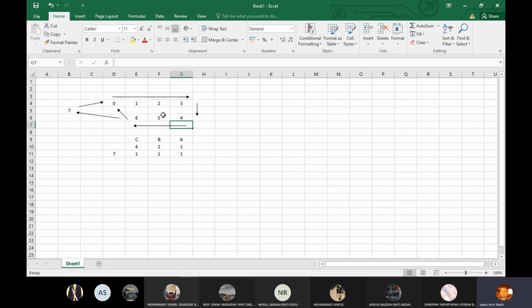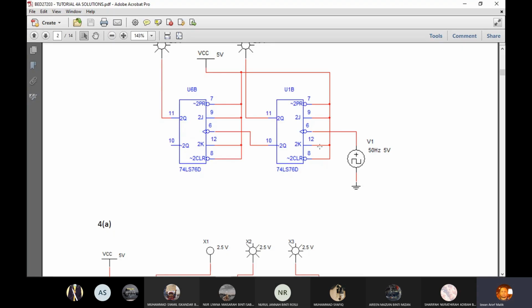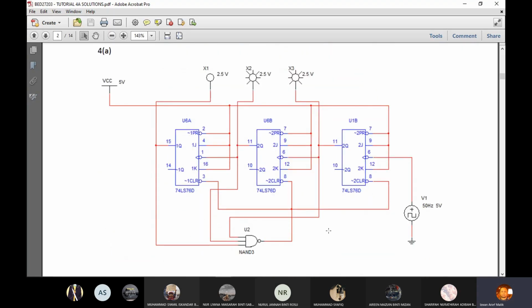So dia masuk jam 4, 5, 6, dia masuk temporary sekejap 7 ni. Okay, dia masuk sekejap 7 ni. And then dia reset, sebab 111 dia reset masukkan kepada 0. So nombor 7 ni tak keluar pun, sangat sekejap. So this is the design lah.